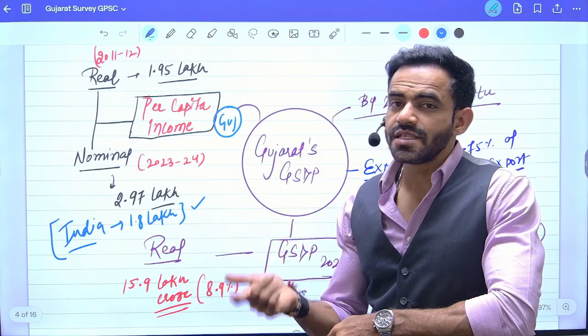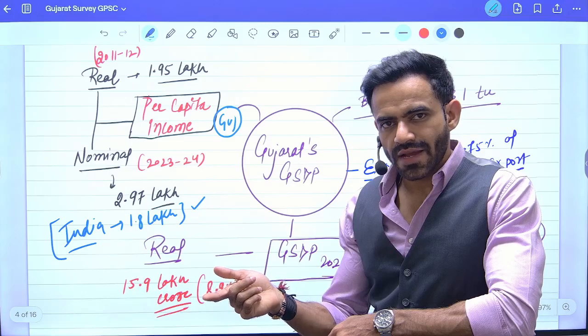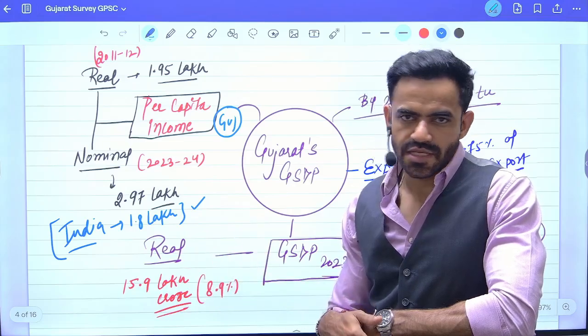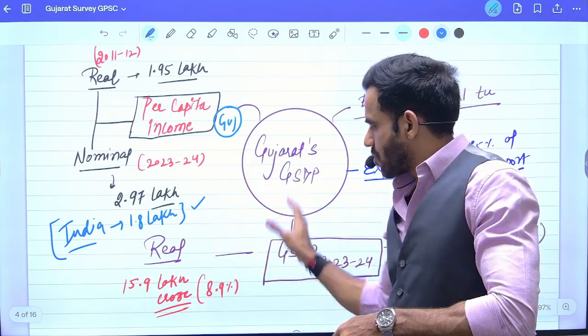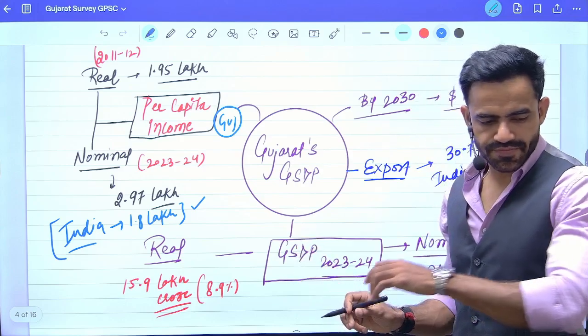The nominal GSDP of Gujarat is 24 lakh crore. Real GSDP is 16 lakh crore. That is all about the economy of Gujarat.